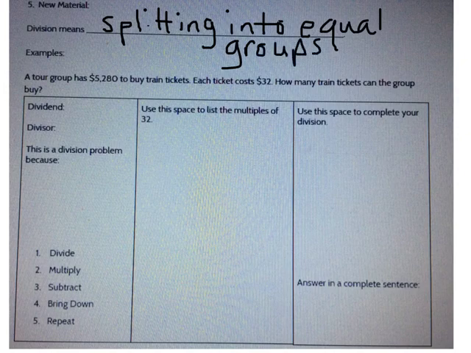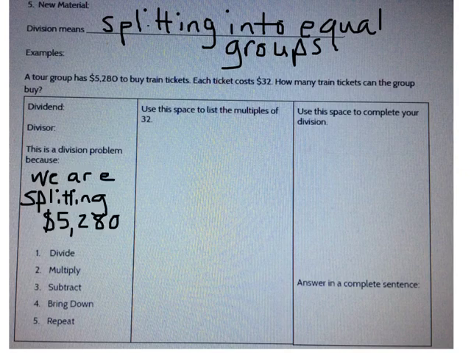A tour group has $5,280 to buy train tickets. Each ticket costs $32. How many train tickets can the group buy? This is a division problem because we need to see how many groups of $32 are inside of $5,280. We're going to split that 5,280 up into groups of 32.